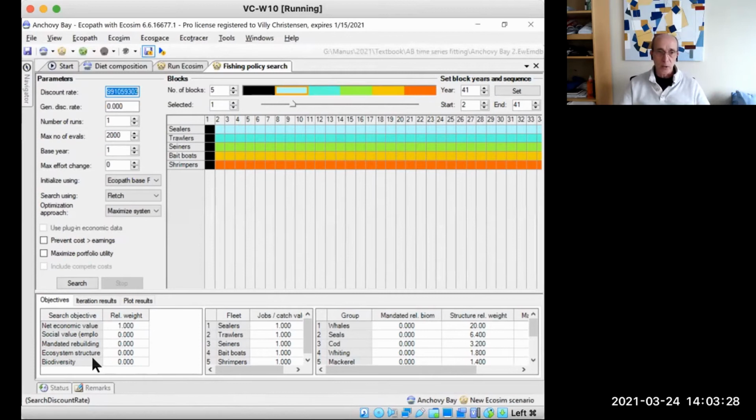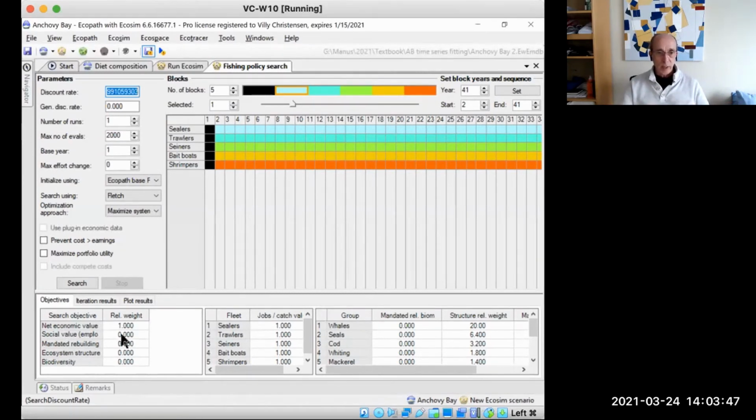We parameterize these various variables. For net economic value, it's just putting a weight here. That's straightforward to calculate. We calculate the revenue and the cost, and net economic value is just fisheries revenue minus fisheries cost. Straightforward.